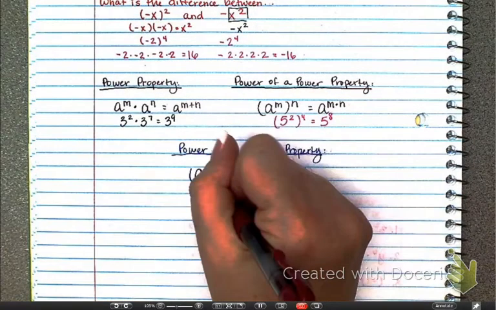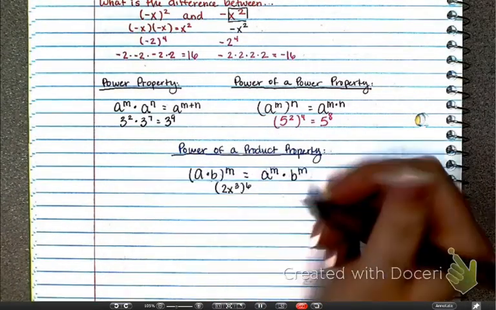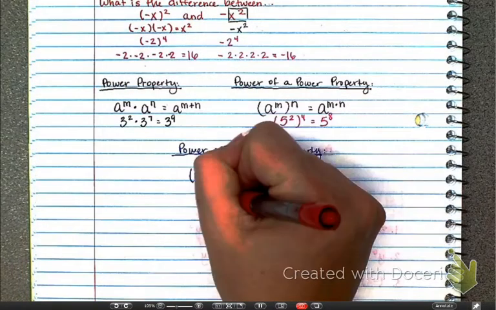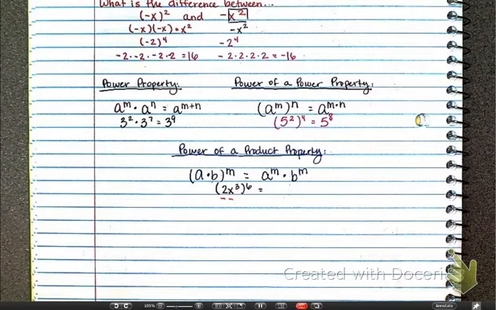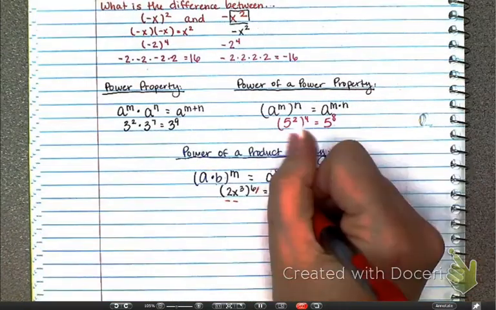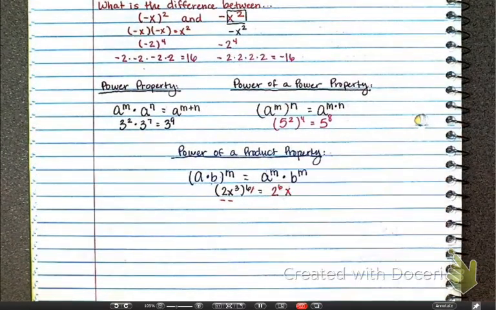So if I give you something like 2x to the 3rd all to the 6th power, how many bases do you see? 2. What are my 2 bases? 2 and x. So I'm going to attach this exponent on the outside to both of my bases. So it's 2 to the 6th power times x to the 18th. You multiply. 3 times 6 is 18.